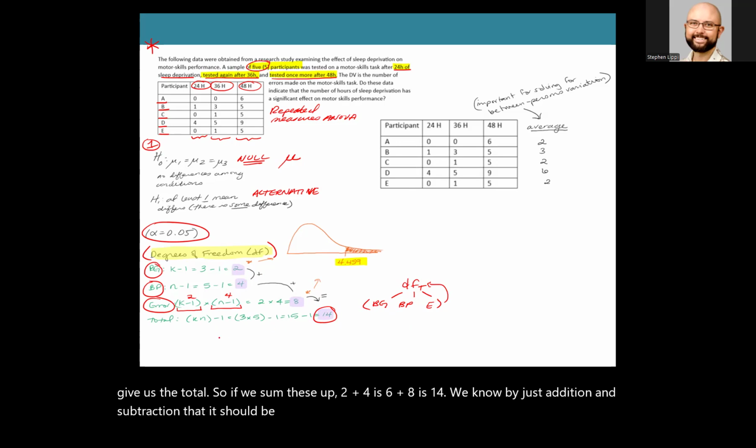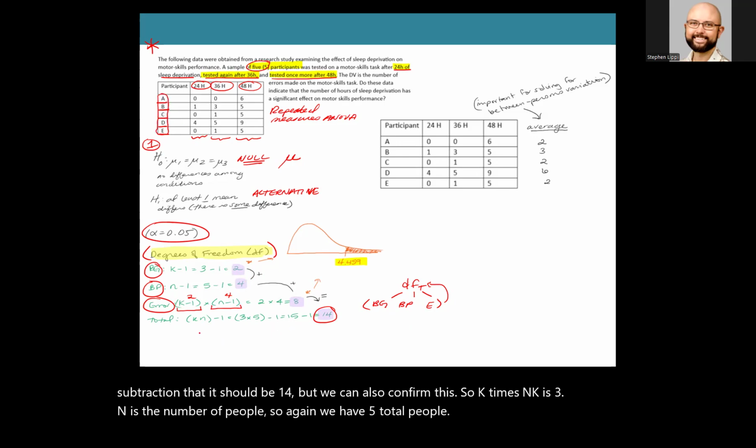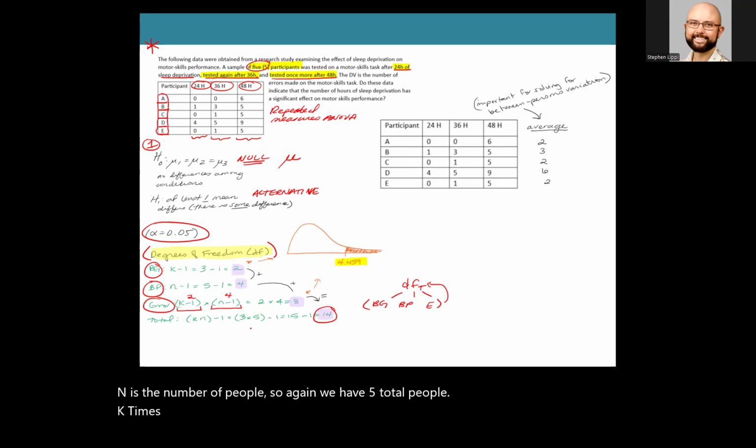But we can also confirm this. So k times n, k is 3. N is the number of people. So again, we have 5 total people. K times n, 3 times 5 is 15. 15 minus 1 is 14. And again, 14 is broken down into 2, 4, and 8.